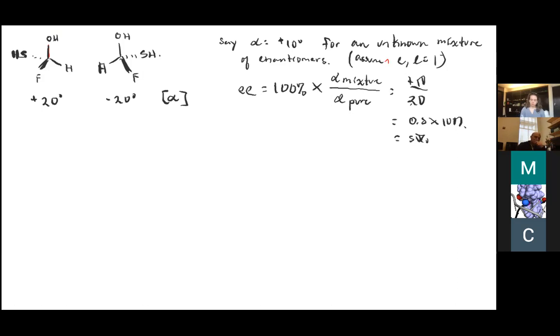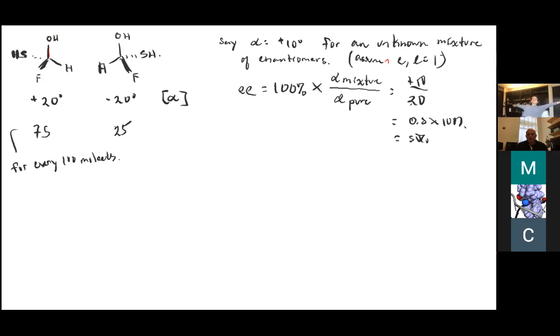Okay, so what exactly does that mean? It means that for every 100 molecules, I have 75 of this one and 25 of the other one. Okay. And you could imagine, we can sort of think through this intuitively. If I had 100% of one, I'd expect to see an optical rotation of 20, right?